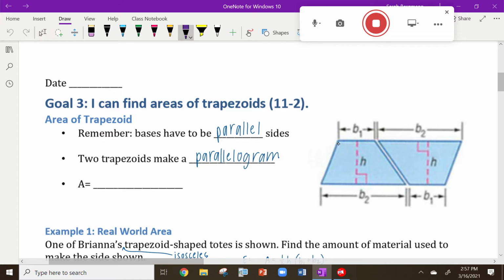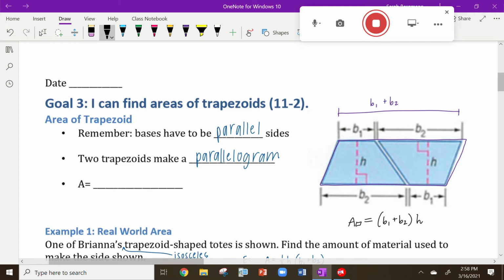A trapezoid, if we want to find the area, I want you to first notice that two trapezoids together can make a parallelogram. Now if we wanted to find the area of this parallelogram, the base could be represented by B1 plus B2. The height is h. Notice the height for the parallelogram is the same as the height of the trapezoid. So if we wanted to find the area of this parallelogram, we could take the base times the height, or in other words, B1 plus B2 times the height, h.